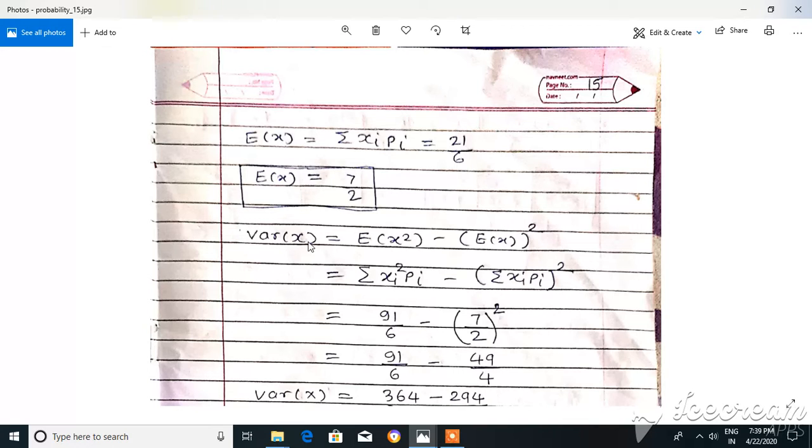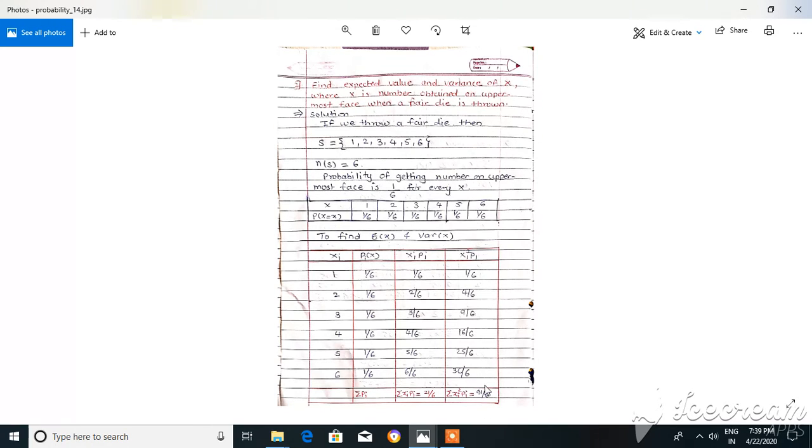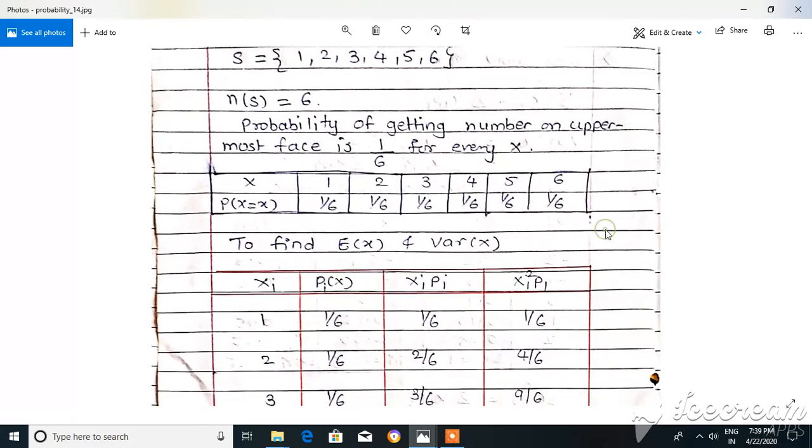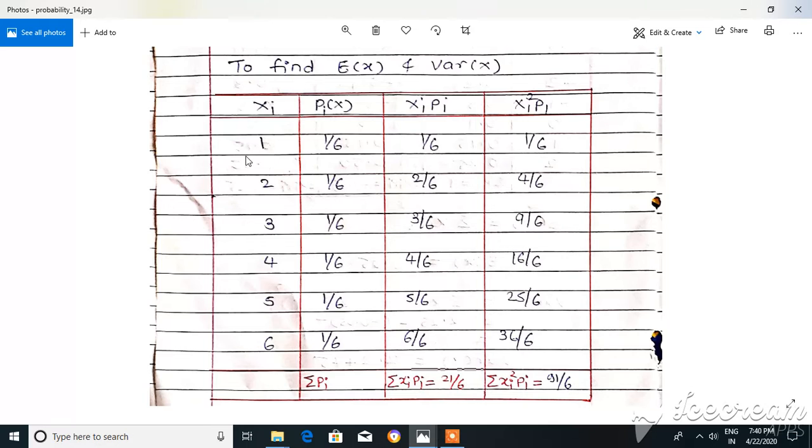And what will be the variance formula? Variance of X is E of X square minus (E of X) whole square. But what is the formula for E of X square? It is summation xi square pi, and the expected value of X is summation xi pi, whole bracket square. So here xi square pi is 91 by 6, right? 91 by 6.